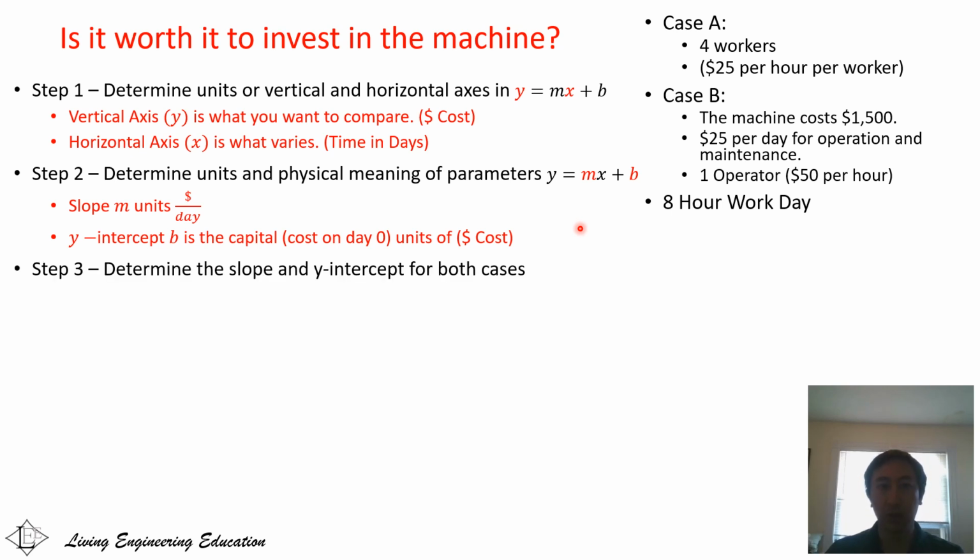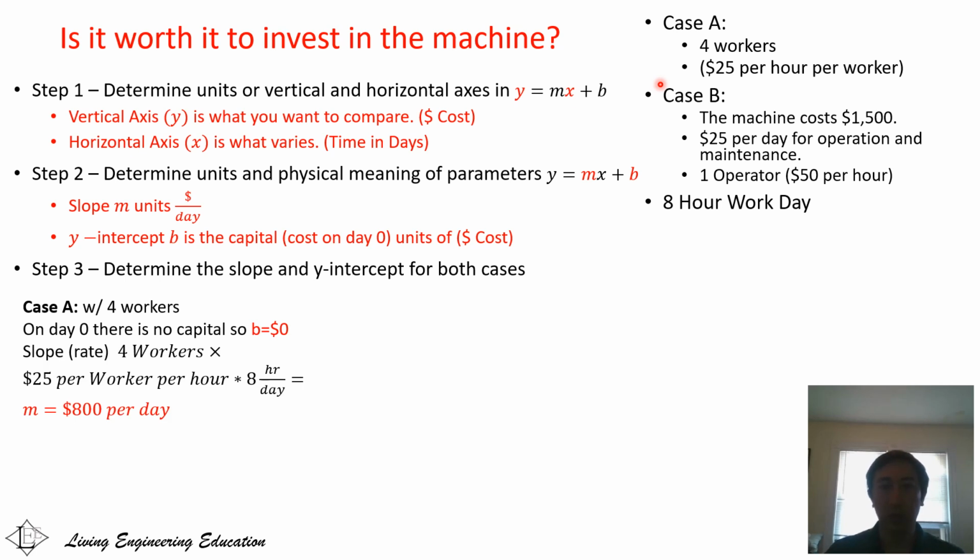Great. So now we're finished with step 2, and now we can start working on step 3, which is actually determining what m and b are for each of these different cases. We can start off by looking at case A. Case A, remember, is when we have 4 workers and a cost per hour for each of these 4 workers. All right, so let's walk through this step by step. Remember, the y-intercept is the capital. According to this scenario, there is no capital for hiring these 4 workers. So my y-intercept would be 0. We start off with a cost of $0 on day 0.